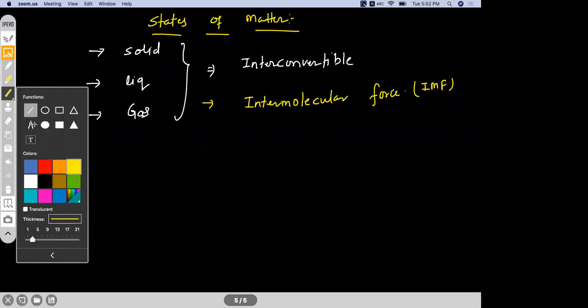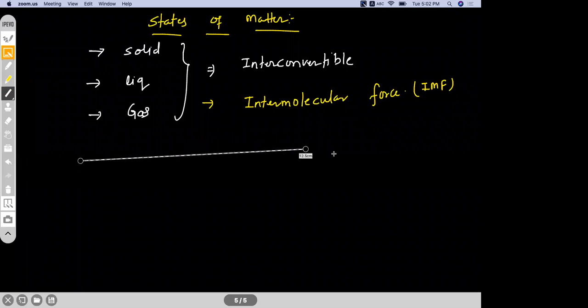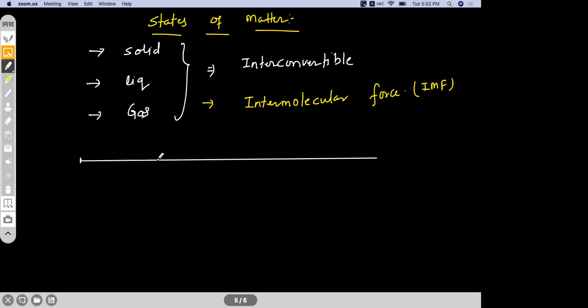So if this is the scale of intermolecular force, we can say for a certain range, it exists as gas. Then for a certain range, it exists as liquid. And then for a certain range, it exists as solid. The point I'm trying to make, for any matter to be in solid state, we have a definite value of intermolecular force, which falls in this range. For a molecule to be in liquid state, we again have a definite value, falls in this range, and gas will have a definite value, falls in this range.